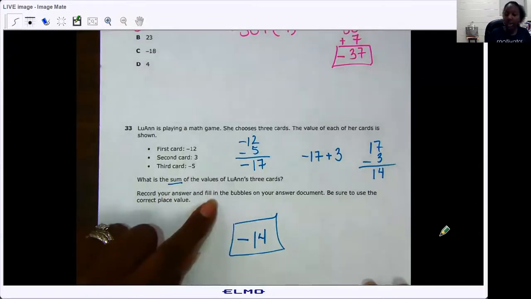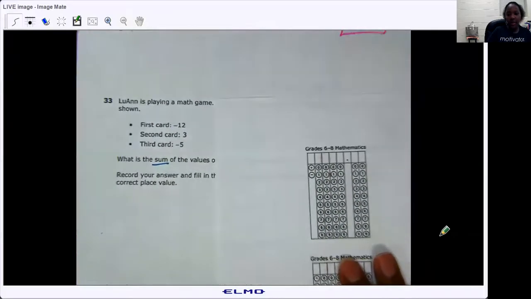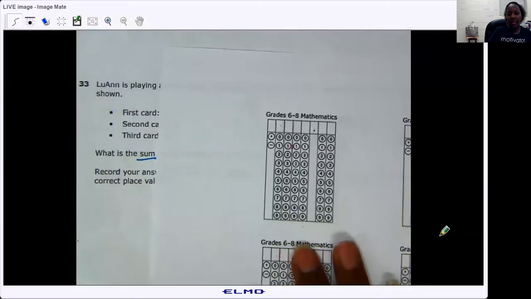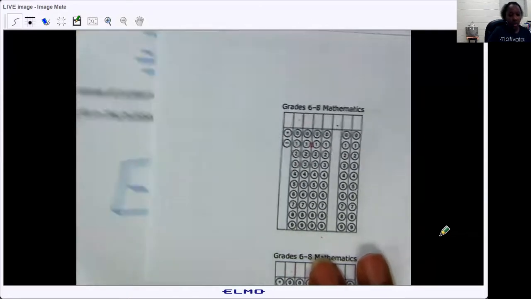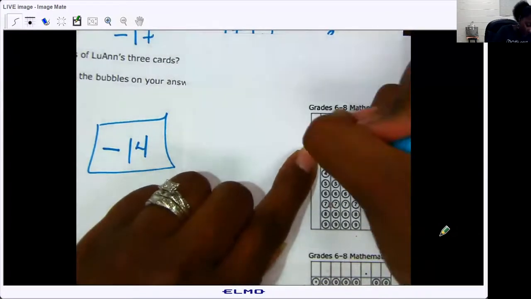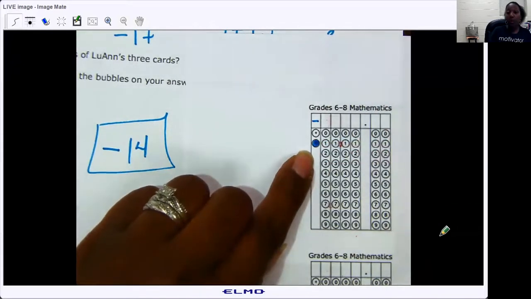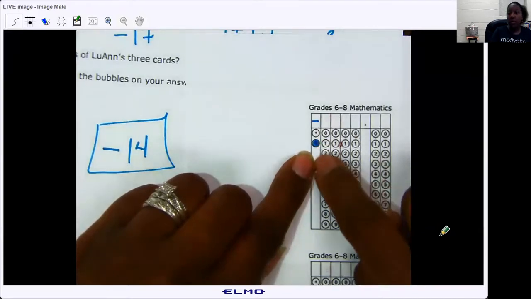Now it says to record our answer in our answer document. So let me bring in my bubble sheet. Remember, ladies and gentlemen, the only thing different from what you saw in elementary school is the negative and positive column. So our answer happens to be negative. So I need to start all the way over here. I need to put my negative symbol in the box. I also need to fill it in on my bubble. Remember, if I don't bubble in that negative symbol, the computer will not read it as a negative answer. It'll just think that you put a positive answer, even though you put it up here. If you don't bubble in the negative, it's not going to count it as negative.